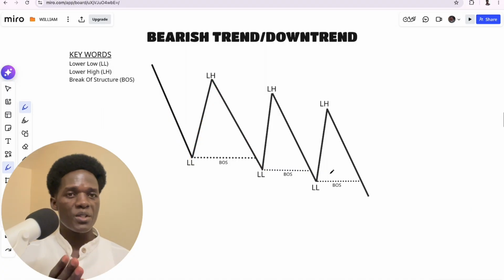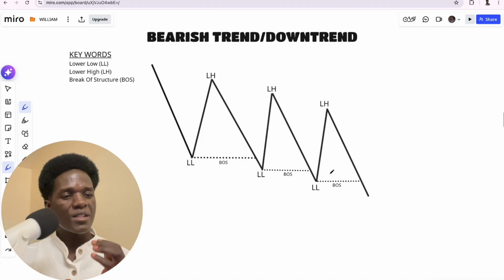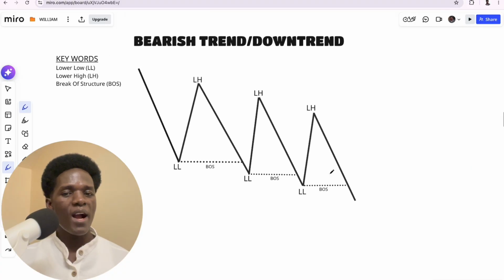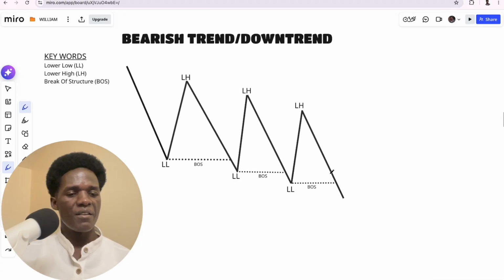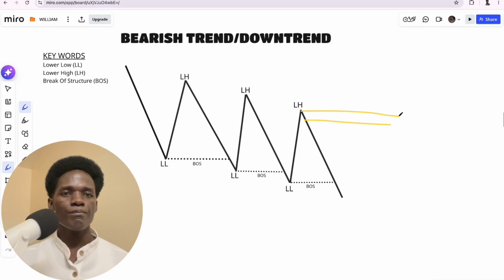So now, in this case, we want to sell. We want to look for sell positions. Where do we sell at? We sell at the fresh lower high. Where is the fresh lower high? This is our fresh lower high. This is our fresh lower high.